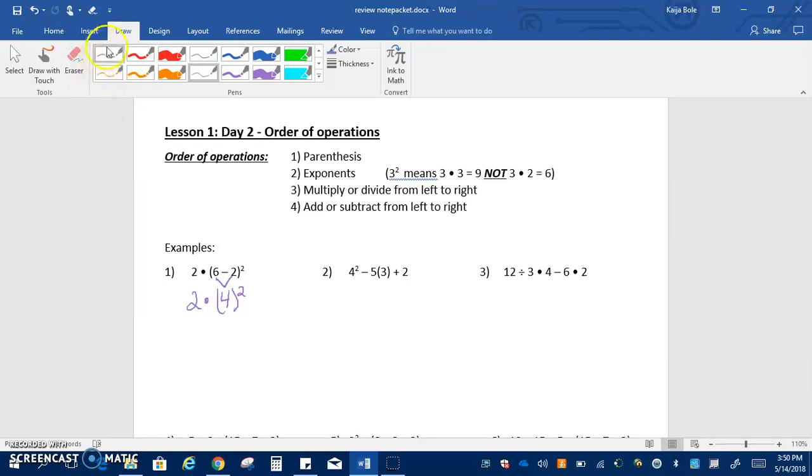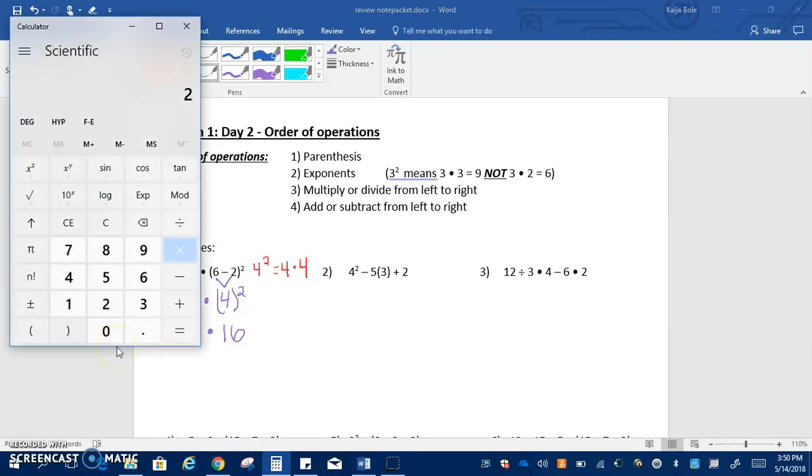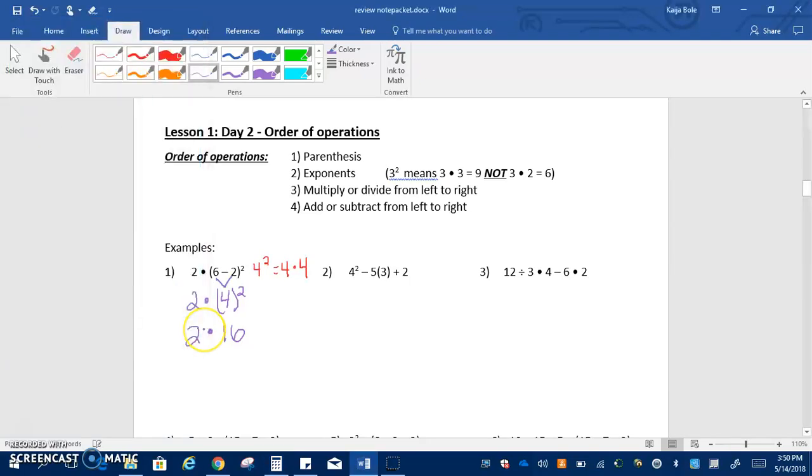I'm going to write this in a different color off to the side. 4 squared equals 4 times 4. So make sure you write that down. 4 times 4 is 16, so that's what can go underneath. Bring down our times 2. And 2 times 16, if we don't remember, equals 32. So that is our answer.